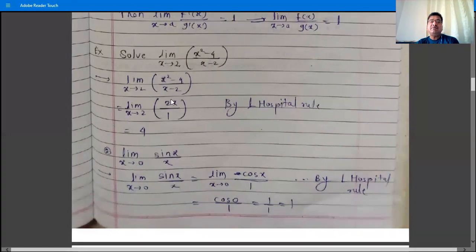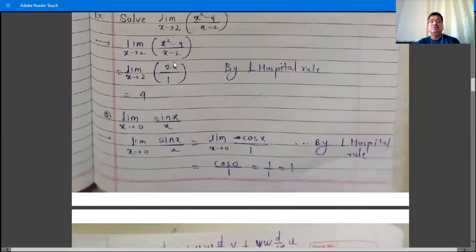x square minus 4, derivative is 2x; x minus 2, derivative is 1. So by L'Hospital rule, and then substitute x as 2, we have the answer 4. 4 by 1 means 4. So we can also solve this problem in another method, by using your 12th science method.